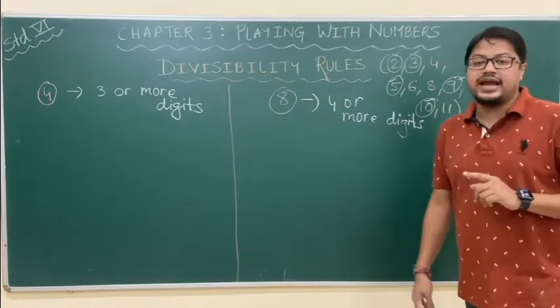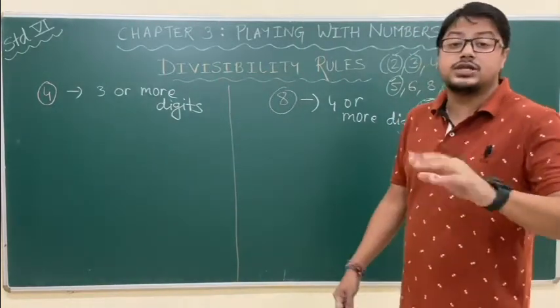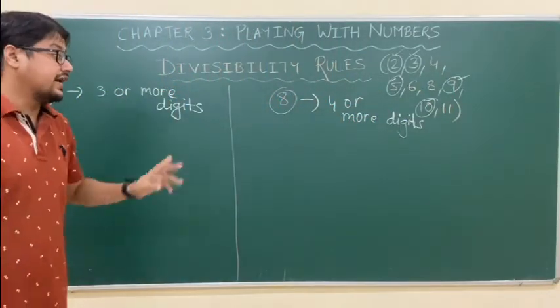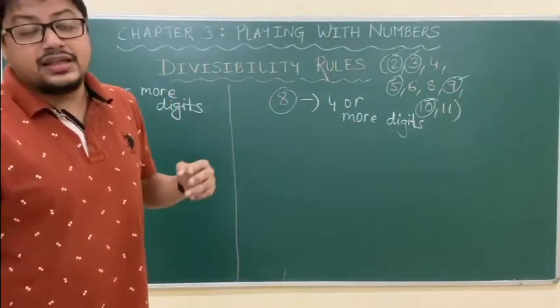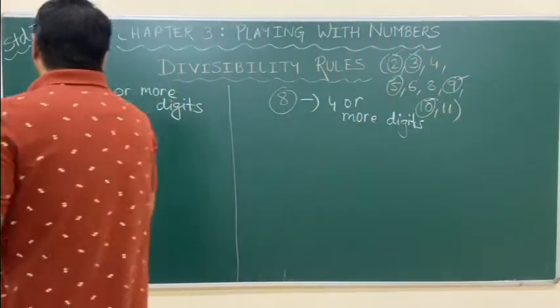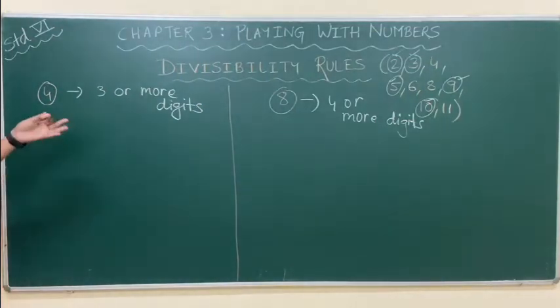Divisibility test for 8 is only applicable for numbers with 4 or more digits. That means it is not applicable for 1 digit, 2 digit, or 3 digit numbers. Okay, so these are the rules. Now let us directly go into the set of rules.